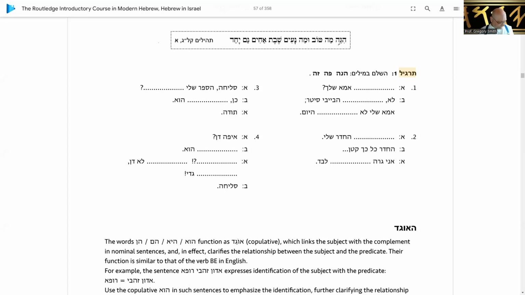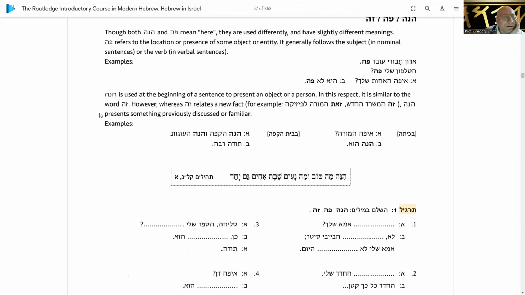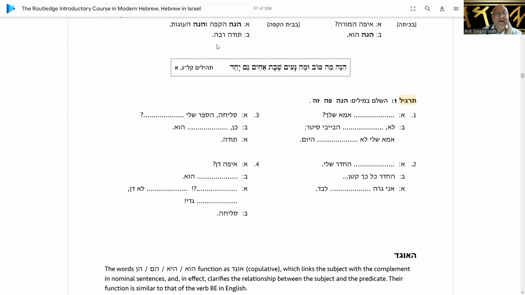Notice this up here. Hine is used at the beginning of a sentence to present an object or a person. Okay, so when this says beginning, they could word this a little better, I think. Because it doesn't necessarily mean the first word. It's somewhere in the beginning. So that's the important thing. Hine is used somewhere in the beginning. They should be a little more precise with that, I think. Okay, so now that I know that, let's go down here.